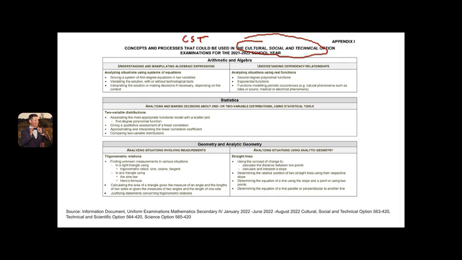Similar to the last table that you saw on the previous slide, this goes further into detail about what processes or different concepts you will be evaluated on. When prepping your memory aid, keep in mind that the arithmetic and algebra section make up 38%. The stats section will make up 12%. And the analytical geometry section will make up 50% of the exam.